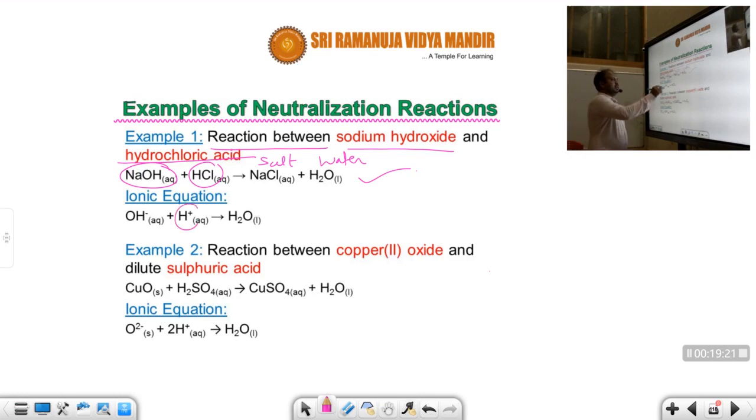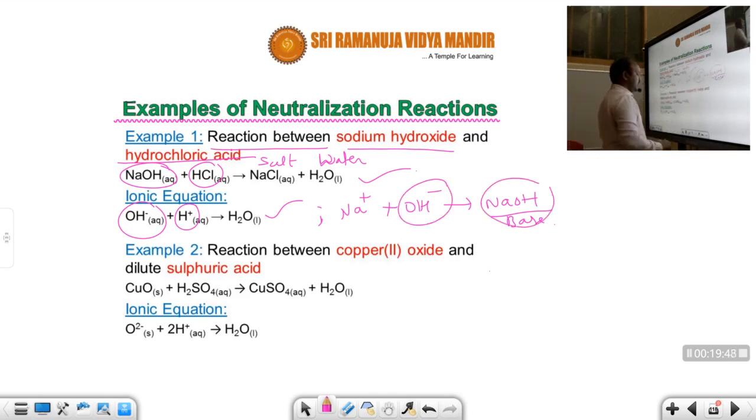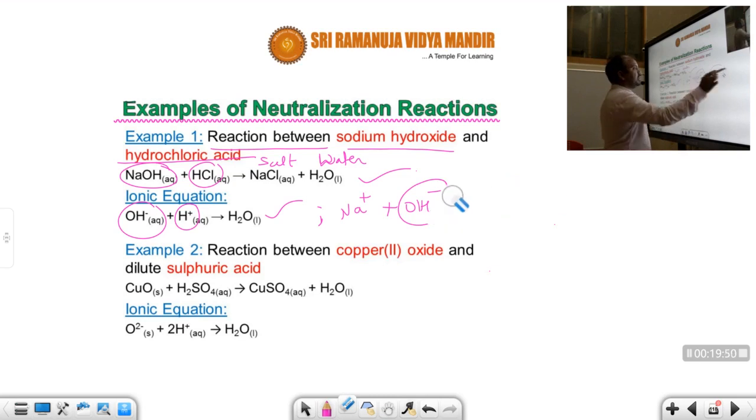Here, what happens? H plus and OH minus combine with each other, and water will be formed, as well as Na plus and OH minus combine with each other, and NaOH, sodium hydroxide, will be formed. Whenever OH is there, that is a base. So Na plus OH minus means NaOH. Generally, the compound which releases OH minus ions is called a base. When NaOH is dissolved in water it releases OH minus ions, that's why it is a base.